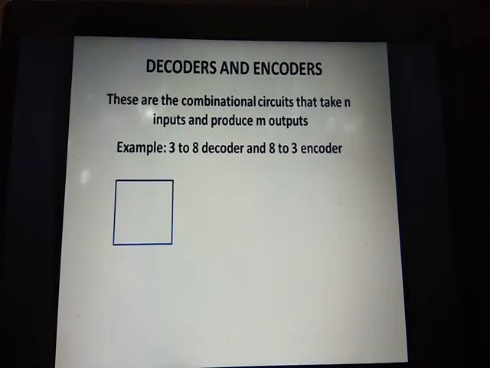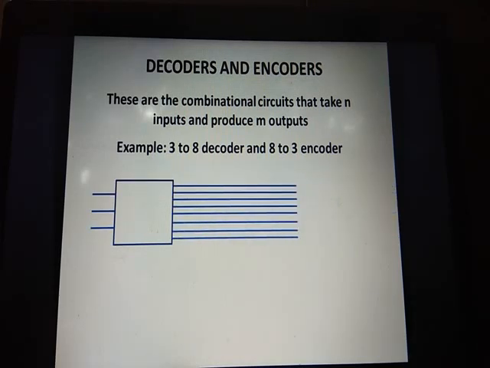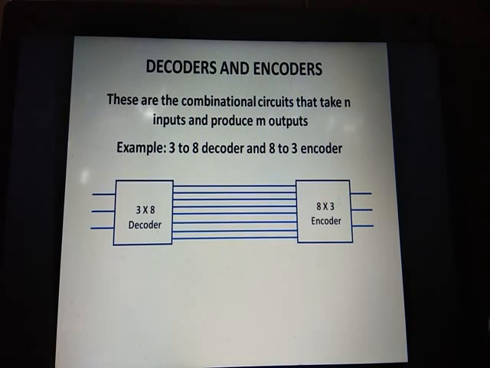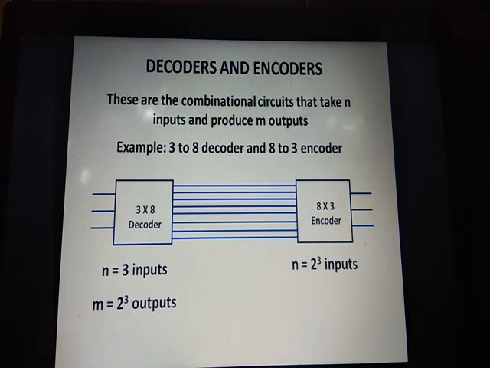We'll use two blocks. One block is going to take 3 inputs and produce 8 outputs, and those will be input to the next block that will take 8 inputs and produce 3 outputs. The left block is called a 3 into 8 decoder and the right block is called an 8 into 3 encoder. The decoder takes 3 inputs, n is equal to 3, and produces 2 raised to 3 outputs, m is equal to 2 raised to 3 is equal to 8. The encoder is going to take n is equal to 2 raised to 3 inputs, that is equal to 8, and produce m is equal to 3 outputs.